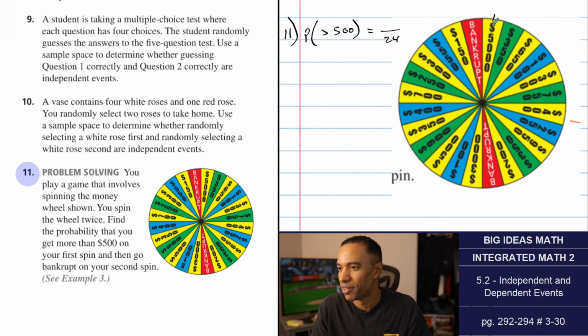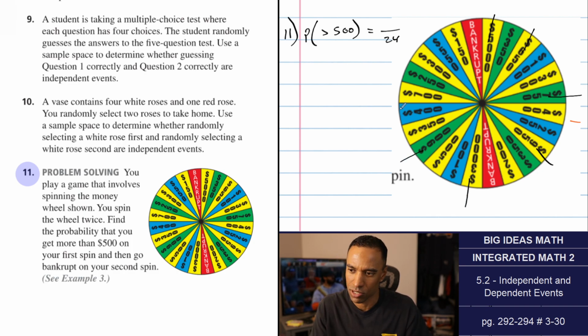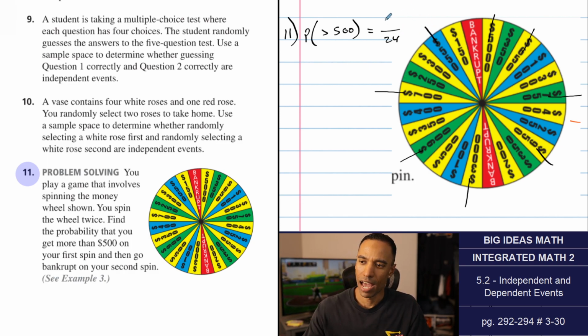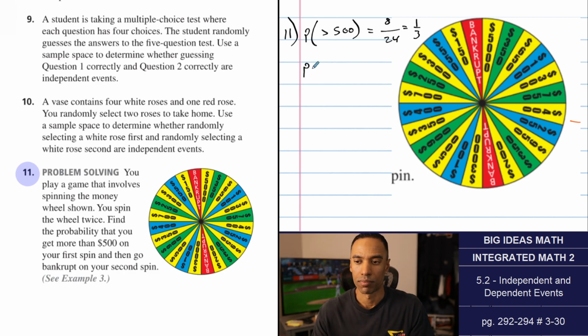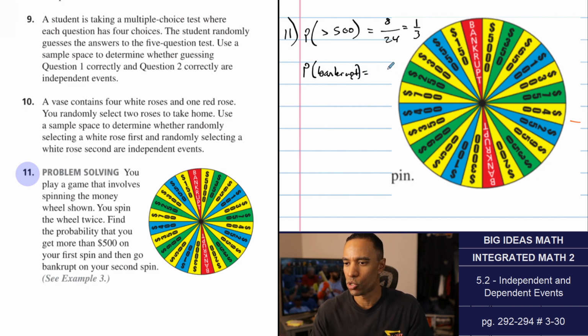So bankrupt is not one of them. So 1, 2, 3, 4, 5. That's 500. That's not more than 500. 6, 7, 8. 550. I believe it's 8 out of 24, which is 1/3. Okay. Let's delete those. Okay, what's the probability of going bankrupt? Probability of going bankrupt is 2 out of 24, which is 1 out of 12.